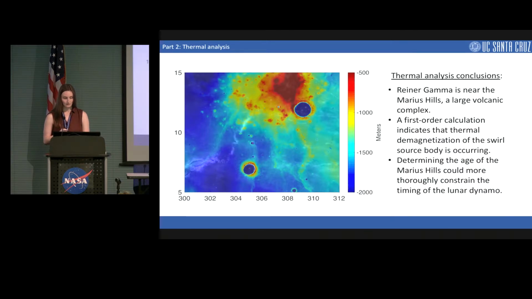So to sum up this section, Reiner Gamma is right near the Mariusz Hills, and our first order calculations indicate that thermal demagnetization is happening there. And by determining the age of the Mariusz Hills, we can put an age on when demagnetization and no subsequent remagnetization was happening. And with that, I can take questions.